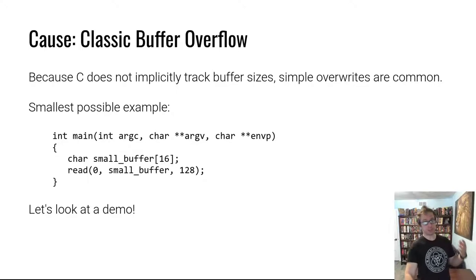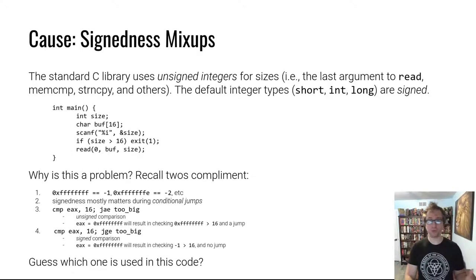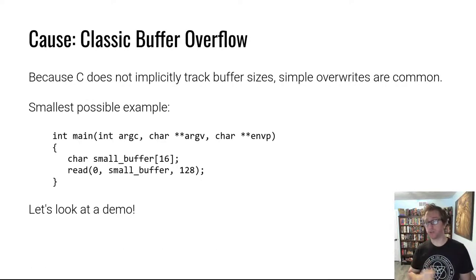We talked in the last video about classic buffer overflows. This video, we'll start with sign mix-ups and see how far we go. All right, as we saw in the previous example with the classic buffer overflow, it was really just a case of small buffer, large read from user input. That's a simple mistake to make.